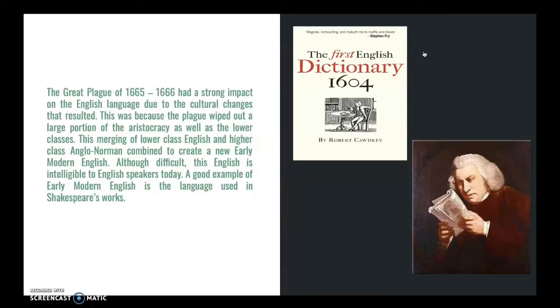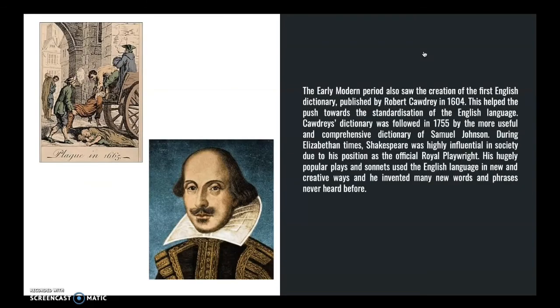Now, the Great Plague of 1665 also had a strong impact on the English language. Since the higher and lower classes of English were mixed, new words were created and also mixed. Now, this modern period also saw the creation of the first English dictionary, published by Robert Cawdrey in 1604.